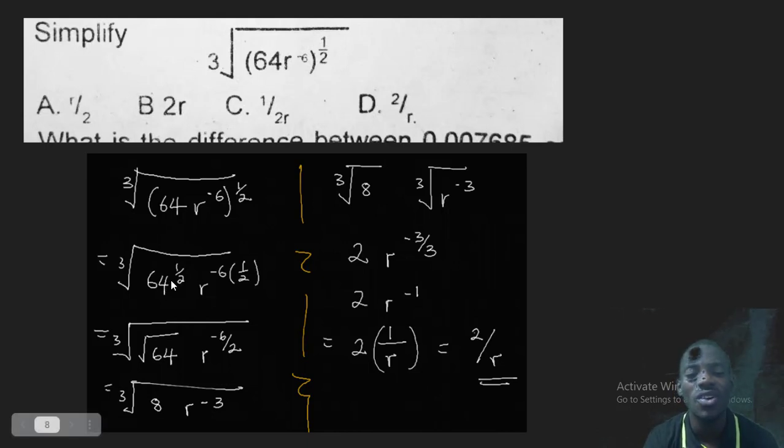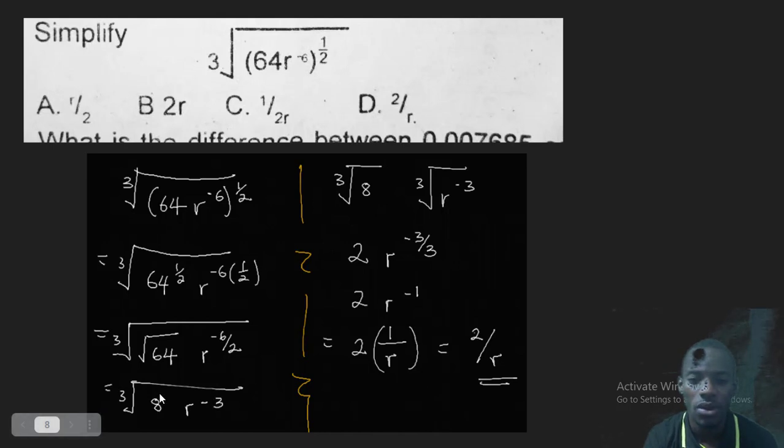Now, what is 64 raised to the power 1 over 2? You know that the law of indices says that anything to the power 1 over 2 will become the root of that thing, because the 2 below, the denominator of the power, will become the root. So that becomes square root of 64. Then the power here will become minus 6 over 2. I just simplified, and that will give me this. Square root of 64 is 8. R raised to the power minus 6 over 2 is actually minus 3, and that is just it.